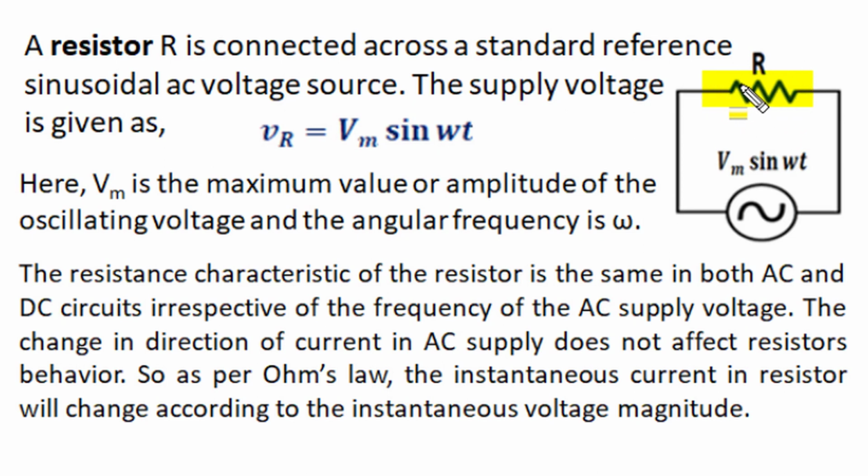Now such a resistance R is connected across a standard reference sinusoidal alternating voltage, and the supply voltage's instantaneous magnitude is given as Vm sin omega t. Here Vm is the maximum value of the sinusoidal time-varying alternating voltage, or amplitude of the oscillating voltage, and this omega is the angular frequency of the supply voltage.